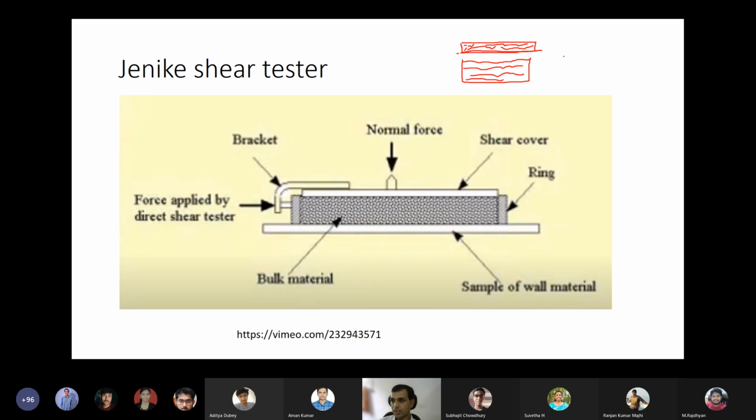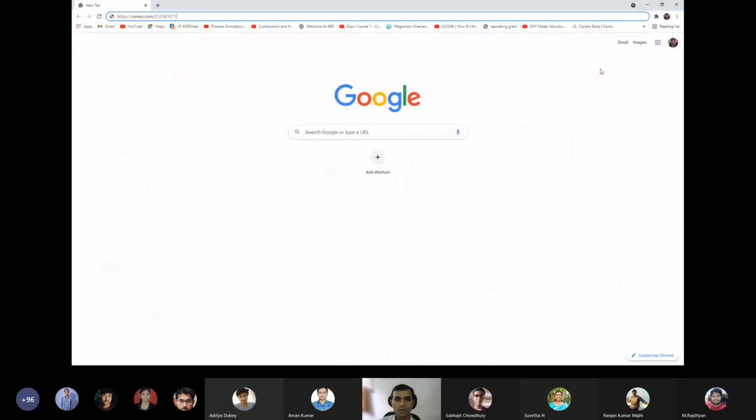We just take a cylinder like this and fill the powder. Then we apply small compaction so that it will just stick to the surface. I would like to show both.